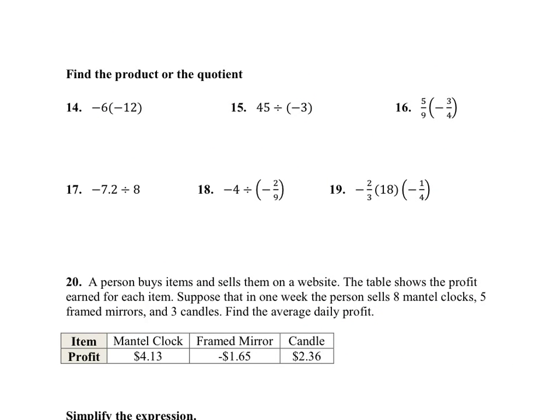Okay, let's go to page 2, and we'll start with the products and quotients. Negative 6 times negative 12, that should be a positive 72. 45 divided by negative 3 should be negative 15. And we have 5/9 times that. Well, let's change that 3 to a 1 and that to a 3. So then I should end up with negative 5 over 12.